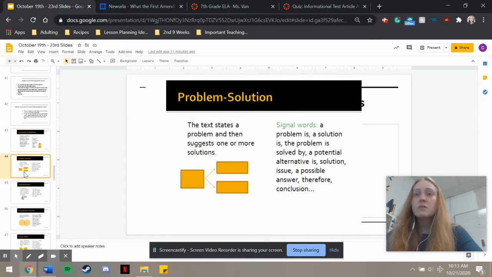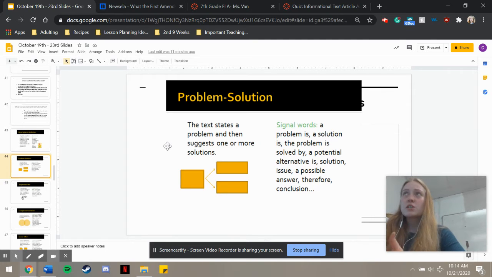Problem and solution. This is another type of informational text. The text will introduce a problem and then give a couple of solutions. So if it says one of the problems related to this world is the deforestation of the Amazon, a couple of the solutions or things that might fix it are, and then it gives details on those, that would be an example of a problem and solution informational text. Some signal words for that are a problem is, a solution is, the problem is solved by, potential alternative is, etc. If you see some of those words and this kind of structure, you might know that it's a problem and solution informational text.